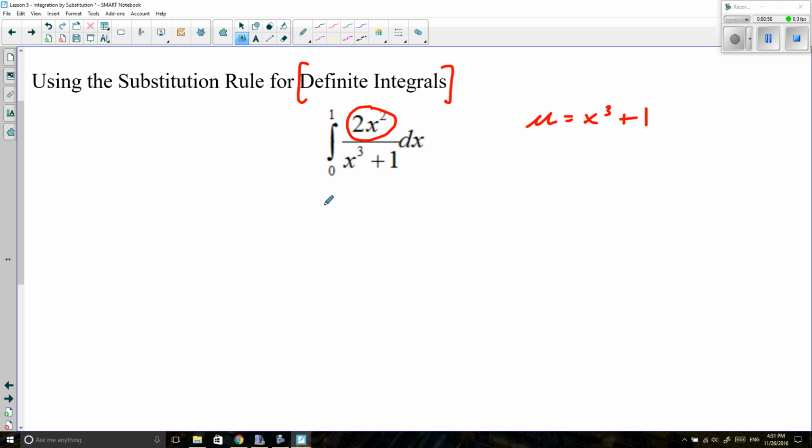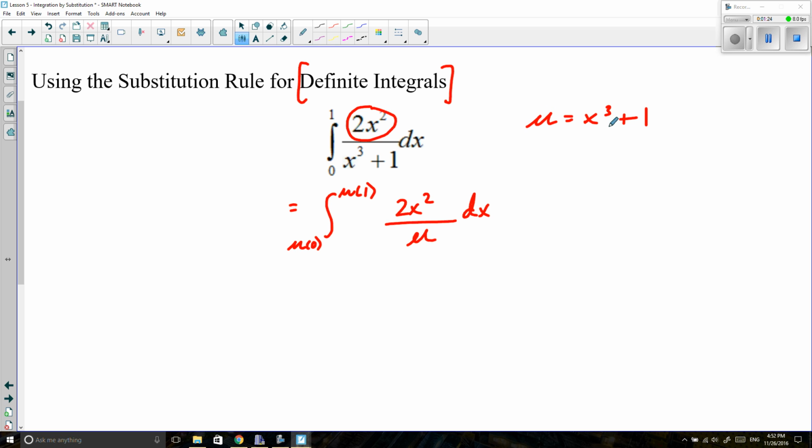So what I'm going to get here is from 0 to 1. However, it's not 0 anymore and it's not 1 anymore. I have to evaluate my u function at 0 and my u function at 1. So I am changing my lower and upper limits because I'm using substitution rule. Then I'm going to have 2x squared on the top and then x cubed plus 1, which is just u now. So I somehow need to rewrite 2x squared dx in terms of u instead.